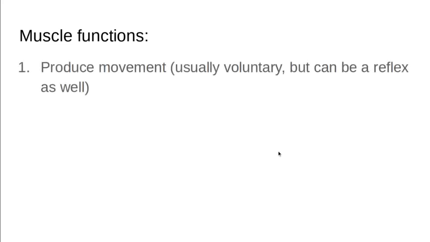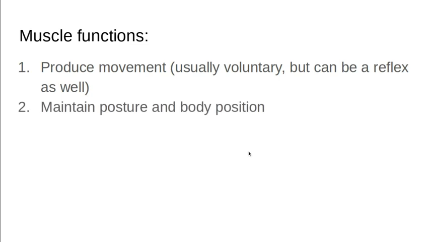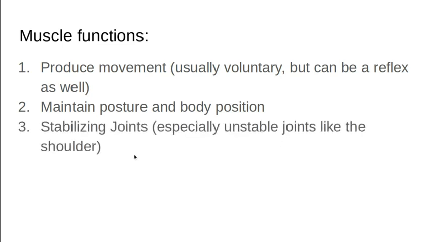So why do we have skeletal muscles? They produce movement. It's usually voluntary, but you also use your skeletal muscles for reflexes. So sometimes it's involuntary, but most of the time voluntary. You use your skeletal muscles to maintain posture and body position. It's what lets you be able to sit in a chair. You use it to stabilize your joints.